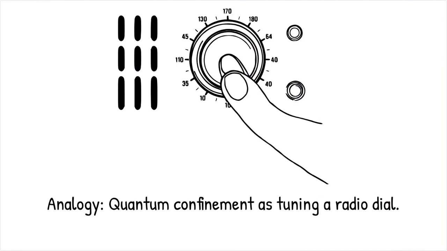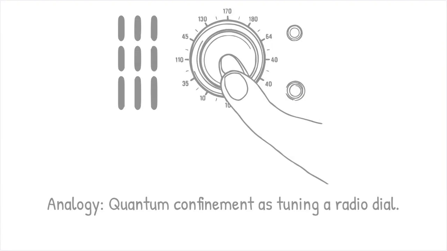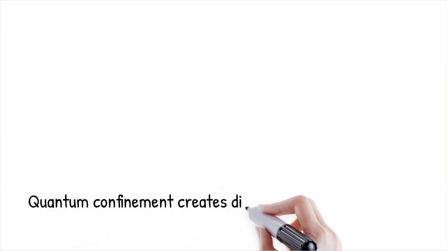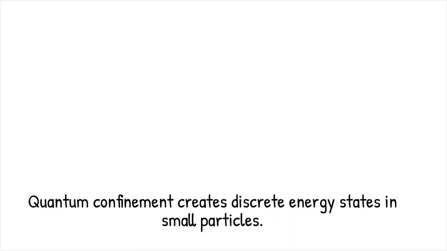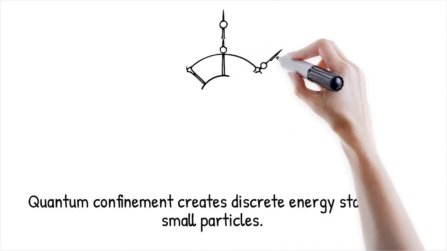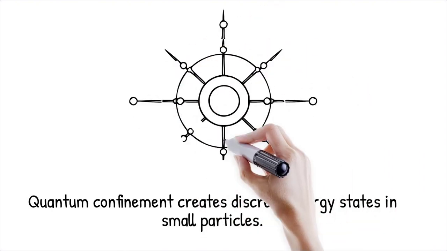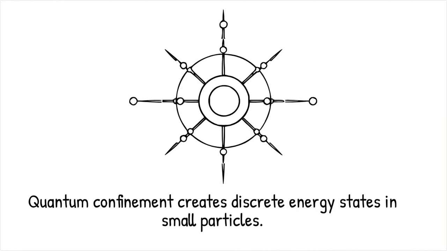The quantum confinement effect arises because electrons are confined in a small space, which forces them into quantized energy states. As a particle size decreases, the spacing between these energy states increases. This change in energy levels impacts the optical, electrical, and chemical properties of the material. It demonstrates the intersection of classical physics and quantum mechanics in the nanoscale regime.